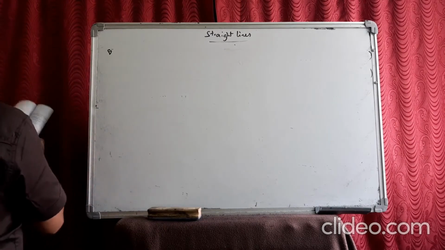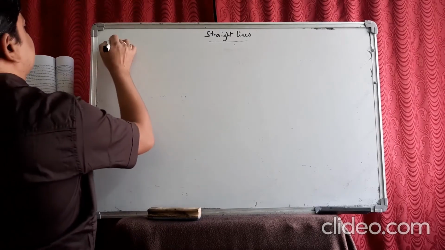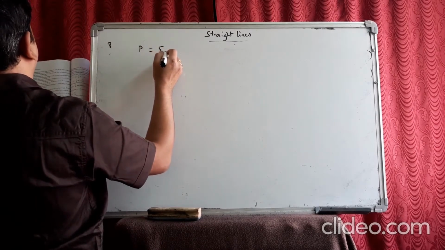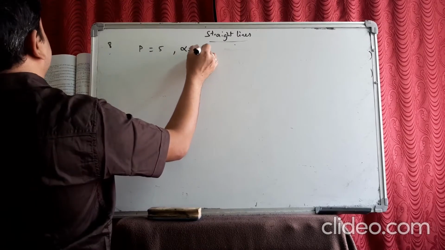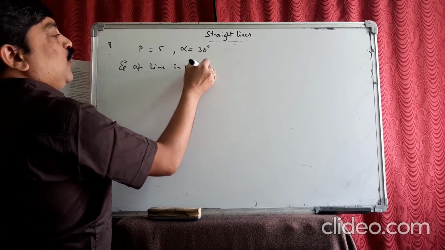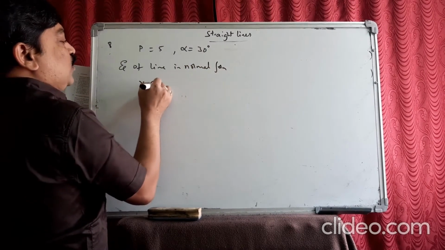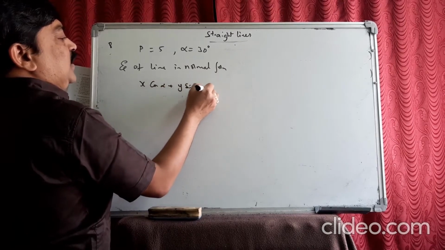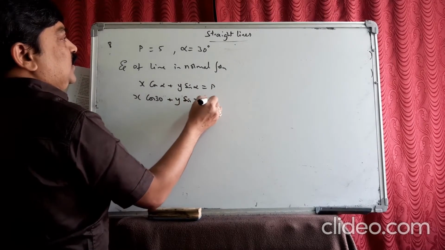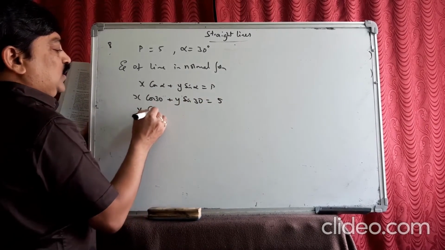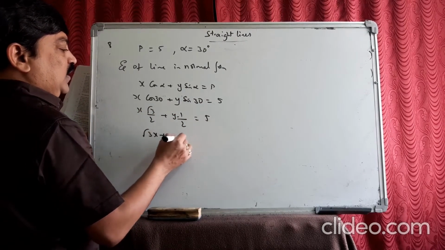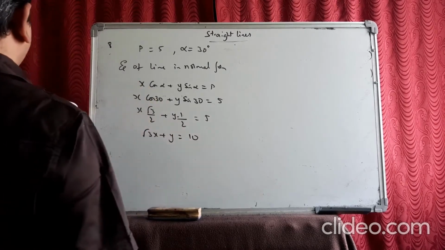Eighth question. Perpendicular distance from origin is given as P, which is 5. P is the perpendicular distance, and alpha is the angle made by the perpendicular with the positive direction of x-axis. Alpha is 30. What is the equation of the line? Equation of line here will be in normal form or perpendicular form. So the formula is x cos alpha plus y sin alpha is equal to P. X cos 30 plus y sin 30 is equal to 5. So x into root 3 by 2 plus y into 1 by 2 is 5. It becomes root 3x plus y is equal to 10 when you take LCM. See the ninth question.